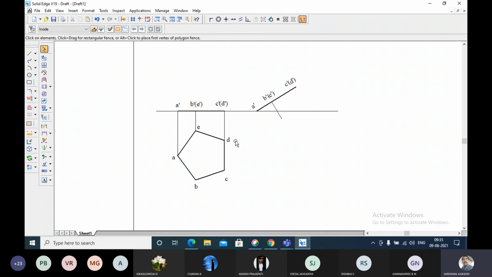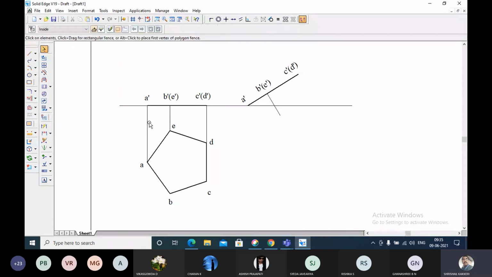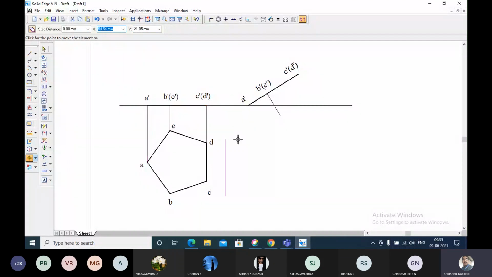Already I have obtained the angle. Let me concentrate on this portion. Let me draw a line. So I'm not going to draw the line, I'm going to copy the line. Copy this and locate at the end of this one.